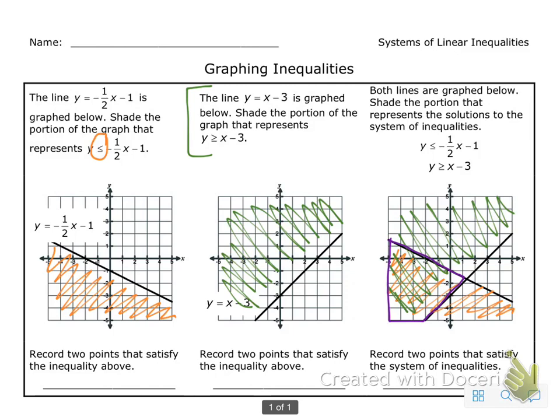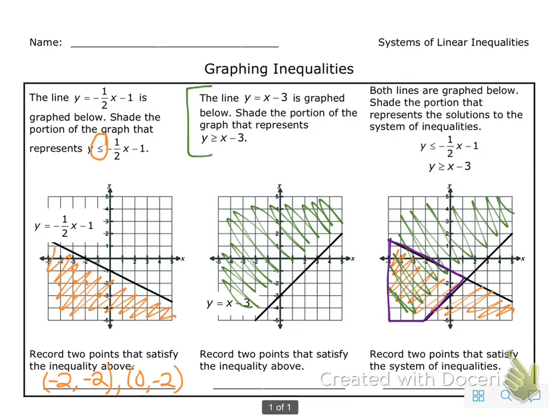Now, it also asks us to record 2 points that satisfy the inequality. Basically, take two points from that shaded area. With this first picture, the orange shaded area, you could pick anything. You could pick this point, any point you wanted to in the shaded area. So let's put -2, -2, and 0, -2. Right? They're both in the shaded area. So it doesn't ask for a specific point. Just make sure it's in that area.